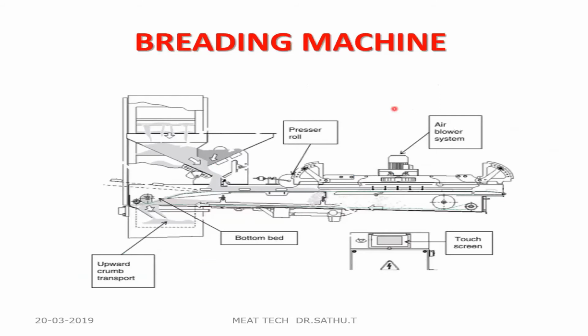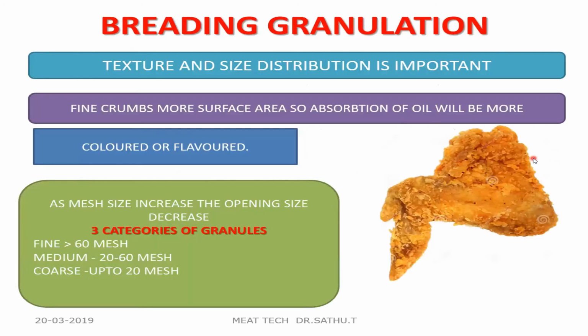So these are the breading machines we can see here. As the product goes, like in the pre-dust, the breading will be falling on it. Then the press rolls will be there for better addition of the breadings. Then excess breads are also removed by air blowers. So breading granulation is another important thing that we have to remember. That will be affecting the texture and size distribution in the products.